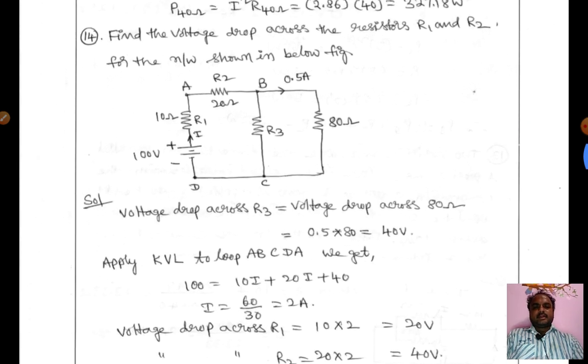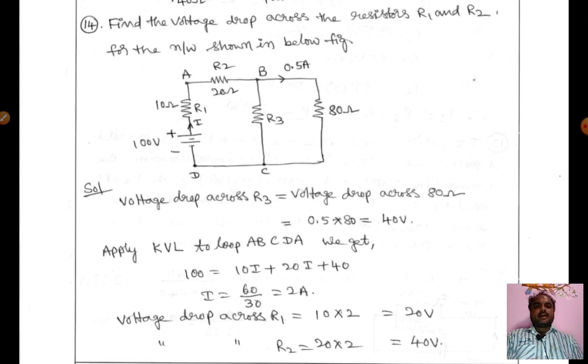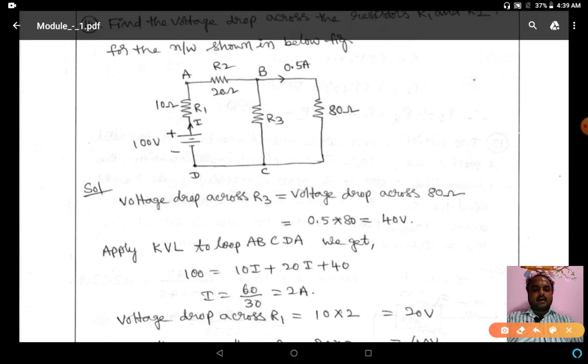So next one: find the voltage drop across the resistors R1 and R2 for the network shown in the figure below. First you find where R1 and where R2 are in the given circuit. R1 is here, R2 is here. Resistance values are given: R1 is 10 ohm, R2 is 20 ohm. So what about the voltage drops, right?